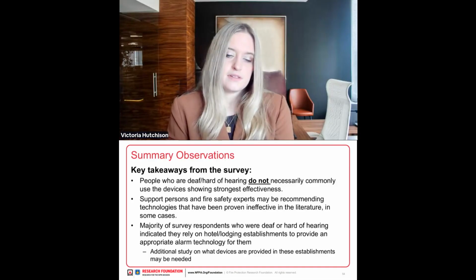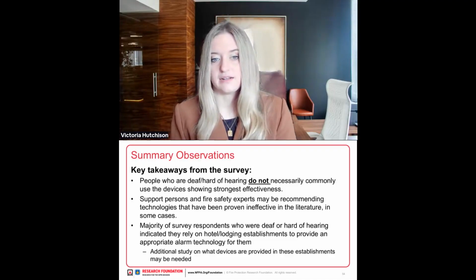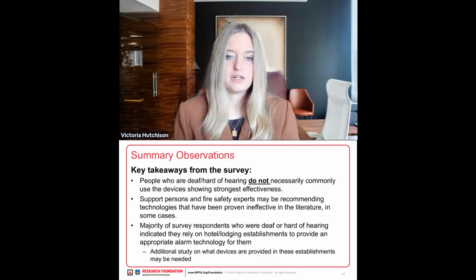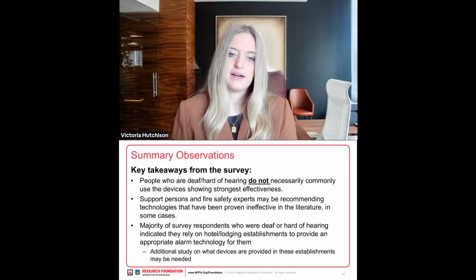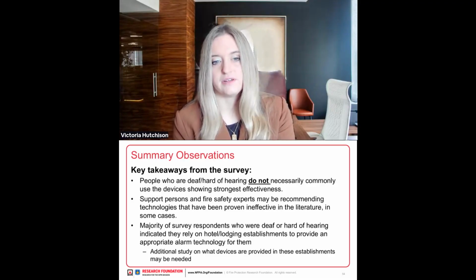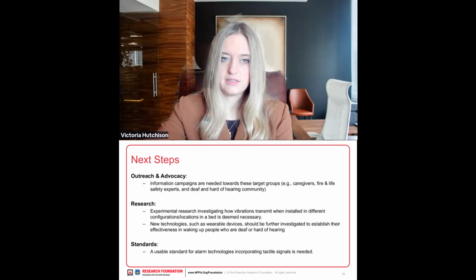And those who were deaf or hard of hearing that responded to this survey indicated that oftentimes they rely on hotel or lodging establishments to provide an appropriate alarm technology for them. But we need to do some additional work and study on what devices are being provided in these establishments if they're asked for or needed. So a bit more work is needed on that front as well.